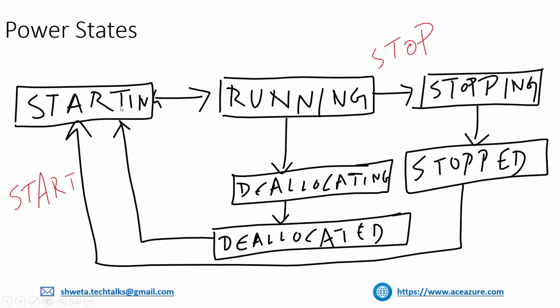When you're starting the virtual machine, it is of course in the starting state, and then it quickly transitions into the running state. When you run some commands like stop or deallocate, it either goes from stopping to a stopped state or goes from deallocating to a deallocated state. There is a subtle difference between stopped and stopped deallocated. And once the virtual machine is either in a stopped or a deallocated state, if you start it, it's again going to go into the starting state, which transitions quickly into the running state.